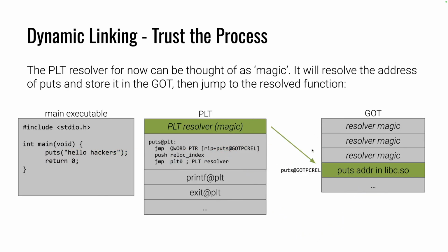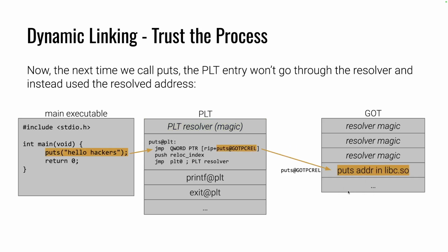Once the GOT entry has been resolved and it has the correct address, in this case for puts, we don't have to go through this whole song and dance of resolving again. Instead, when our executable calls puts, it's going to go to that PLT stub, and it's still going to jump to whatever is stored in the GOT. But since the GOT now holds the address of puts, we'll go directly to puts, and we don't need to pay that resolve cost the second time around.